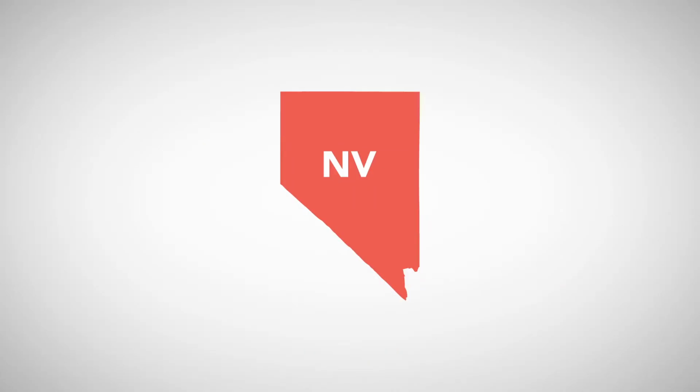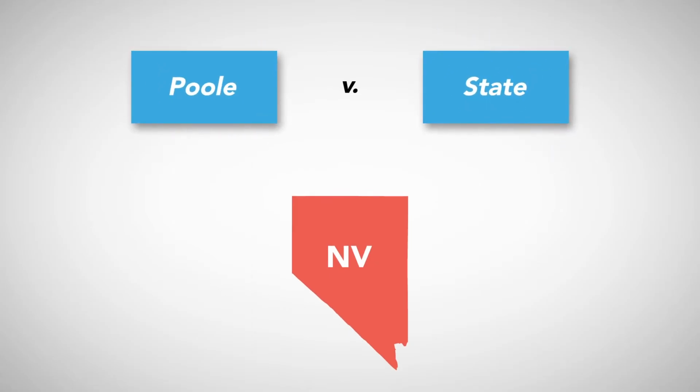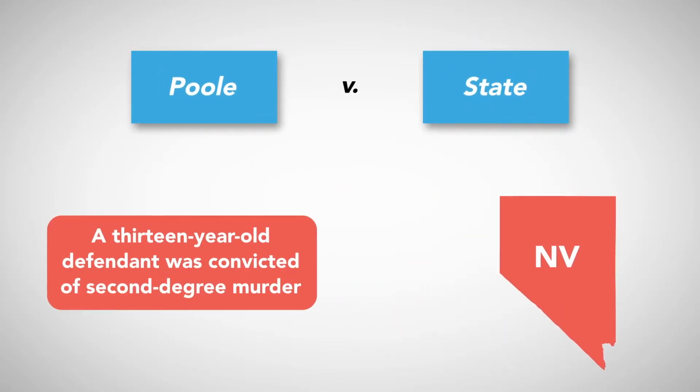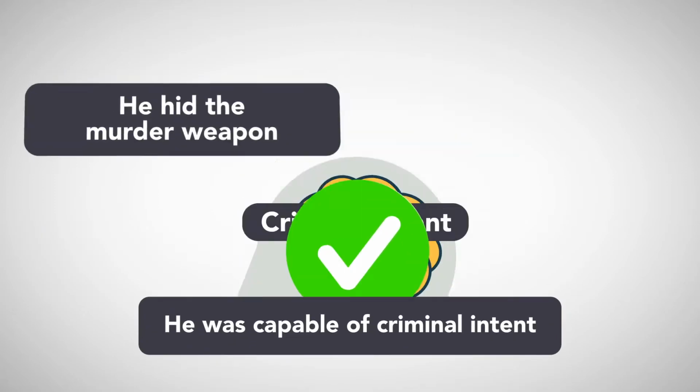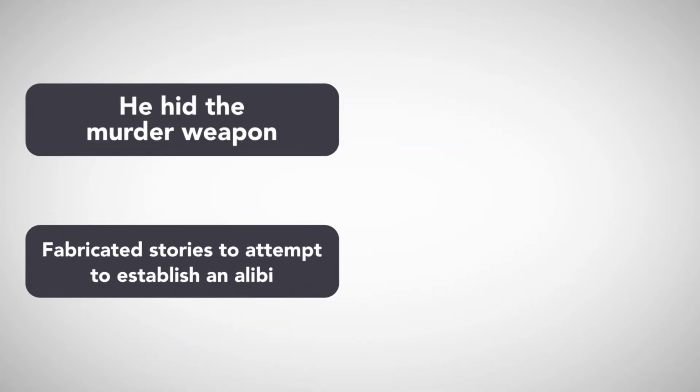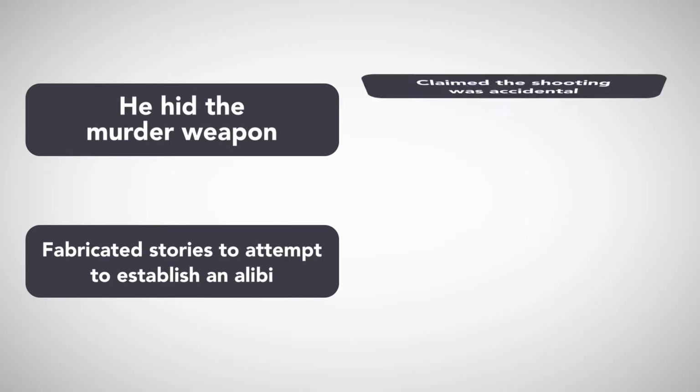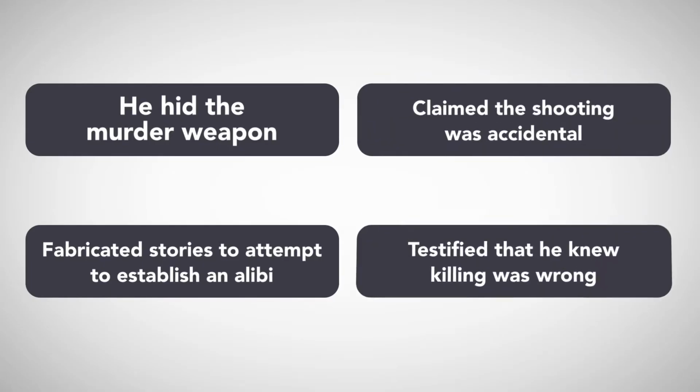In the Nevada case Poole versus State, for example, a 13-year-old defendant was convicted of second-degree murder. That he was capable of criminal intent was shown in that he hid the murder weapon, fabricated stories to attempt to establish an alibi, claimed the shooting was accidental, and testified that he knew killing was wrong.